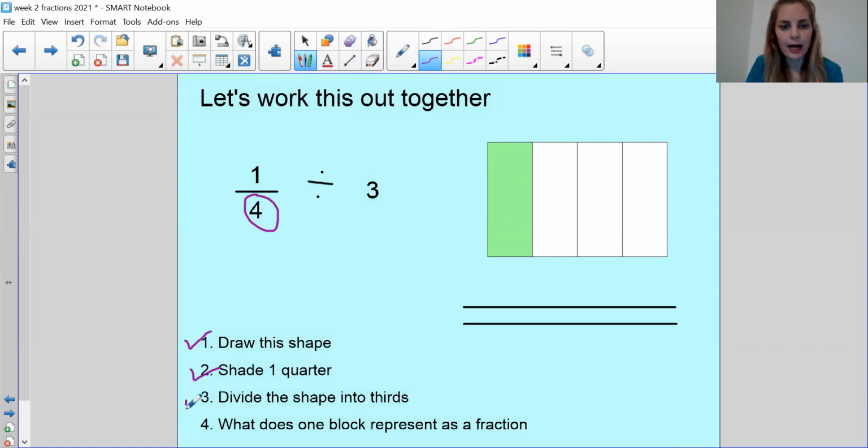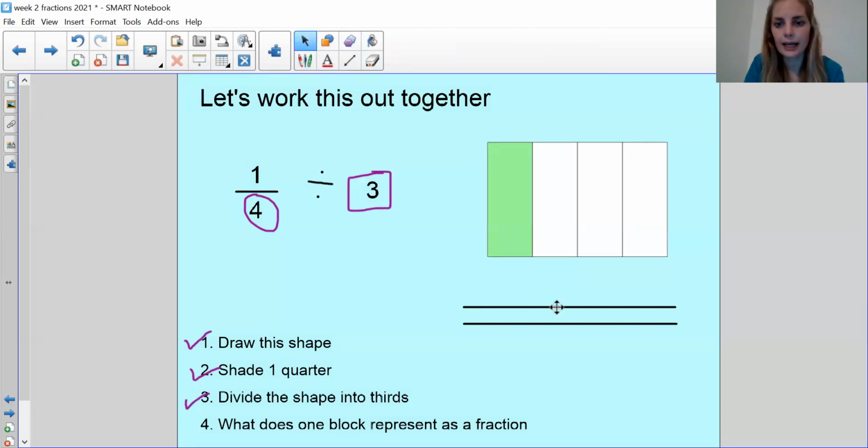And now it says divide my shape into thirds, okay? Because I'm dividing it into 3 equal parts. So can you take some lines, 2 horizontal lines you're going to need, and can you divide this shape now into thirds? So pause the video and have a go and see what you get before I go through it.